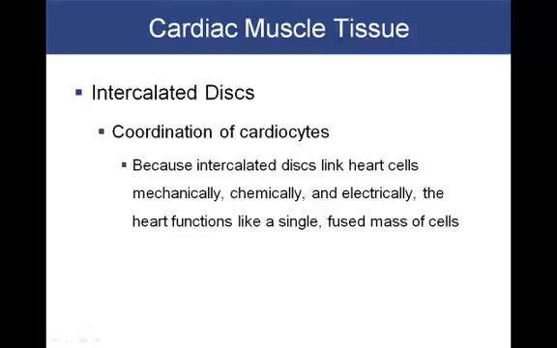So, intercalated discs and the coordination of cardiocytes. Because of the intercalated discs, the heart itself acts as a single, and the textbook will call it fused, mass of cells. It acts as a single unit. And again, it's very important that all those cardiocytes contract at roughly the same time. So this is achieved by these intercalated discs.